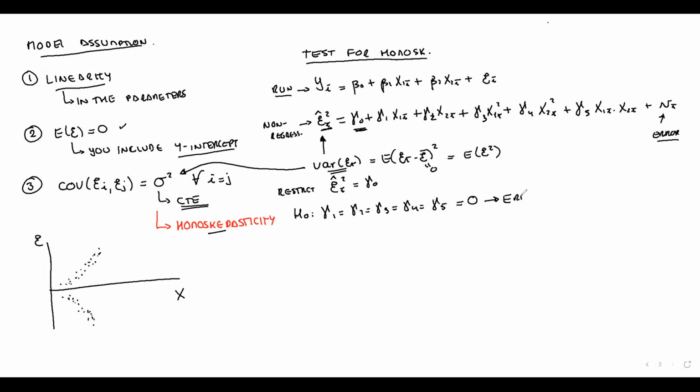Homoskedasticity? Of course, errors are homoskedastic. Just take a look, guys. If gamma 1 is 0, this part disappears. What is left? Gamma 0. Gamma 0 is a constant. And this constant is my sigma squared. You see? So my hypothesis, guys, is going to be homoskedasticity.